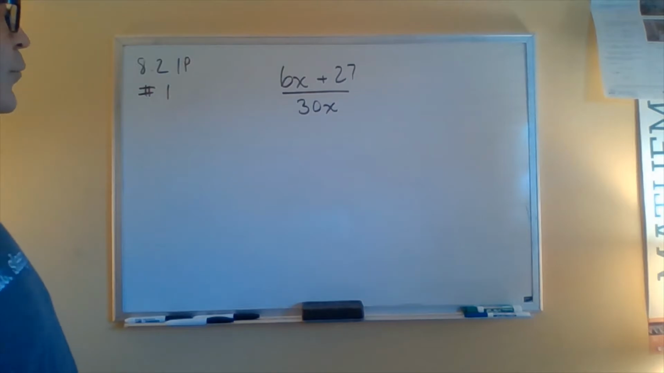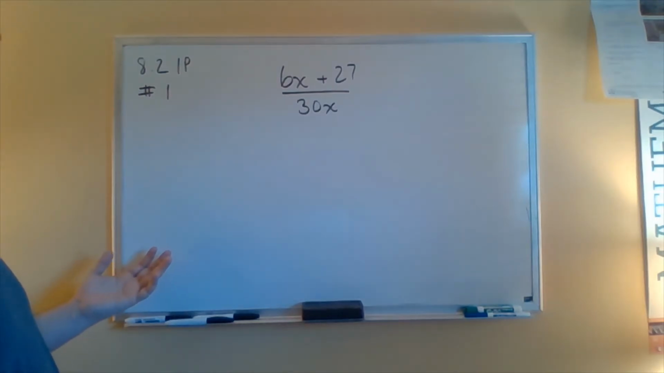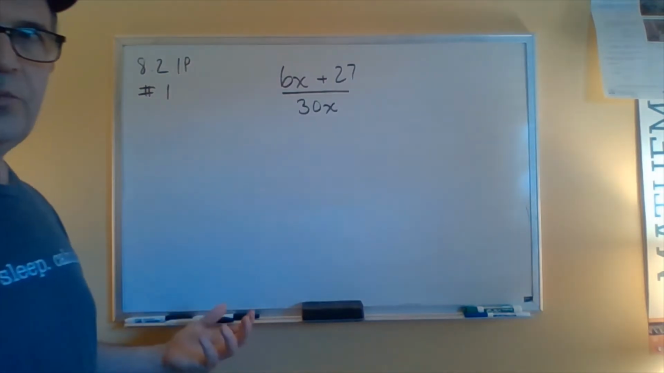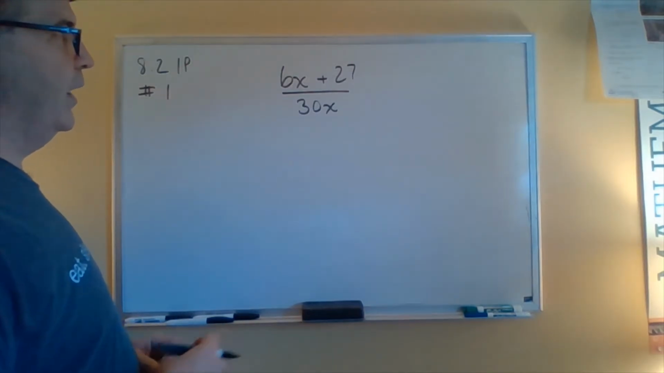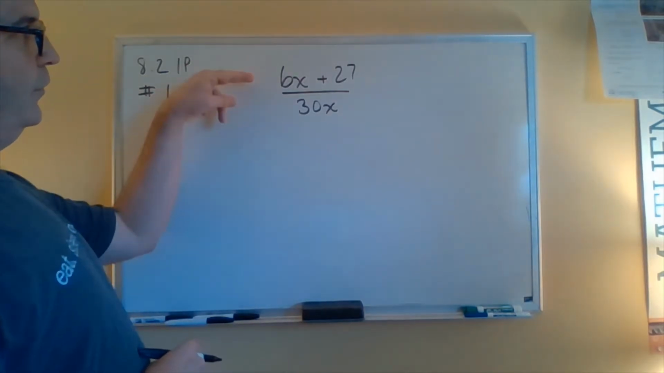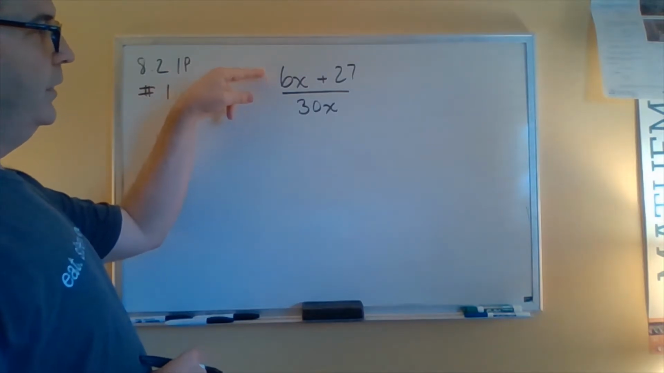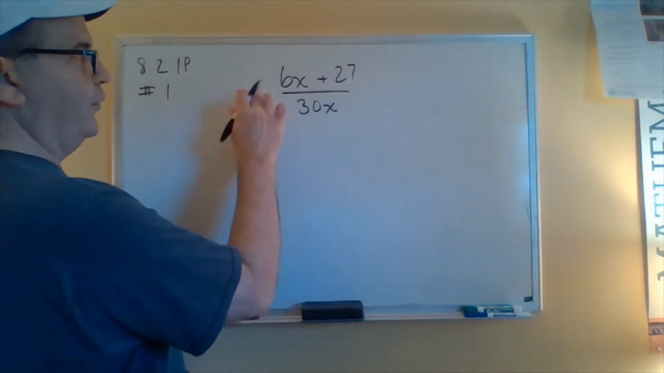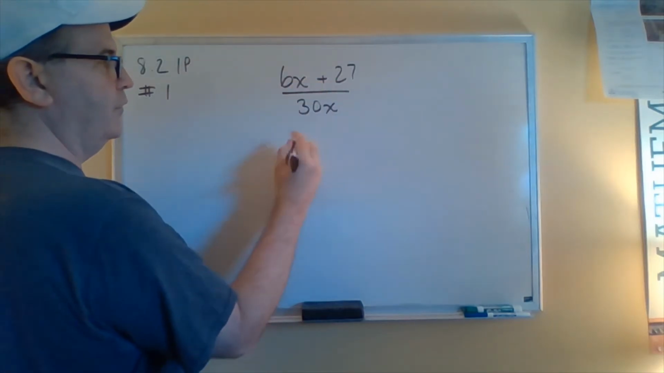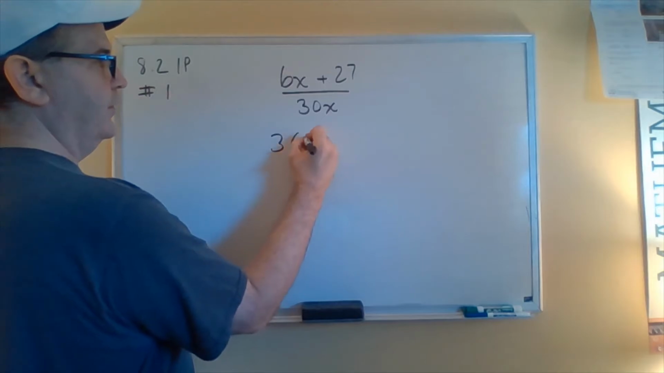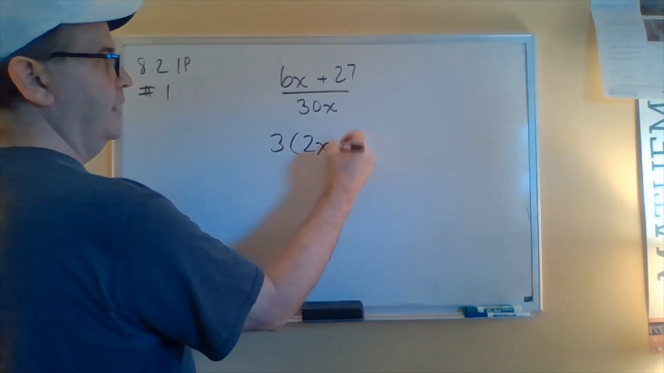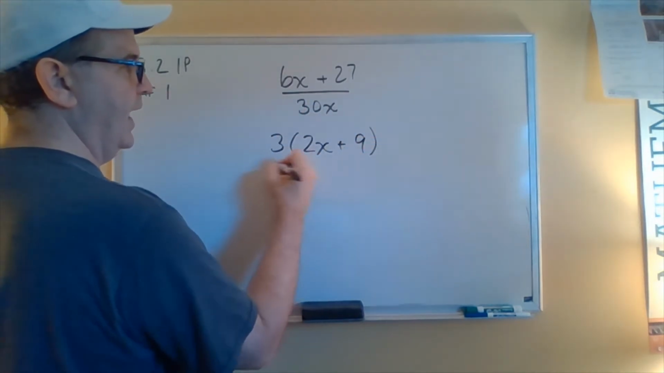Number 1, we're asked to simplify the rational expression 3x plus 27 over 30x. We really don't have a trinomial in either case, so we're not going to be using the diamond problem. We're not going to be using the AC method, but let's see if we can reduce this by a greatest common factor. Is there a common factor that we can pull out of our numerator? Yes, we can pull out a 3. If we're looking at 6x plus 27, we can pull out a 3. So I divide 3 out of 6, I get 2x, and 27 divided by 3 is 9.